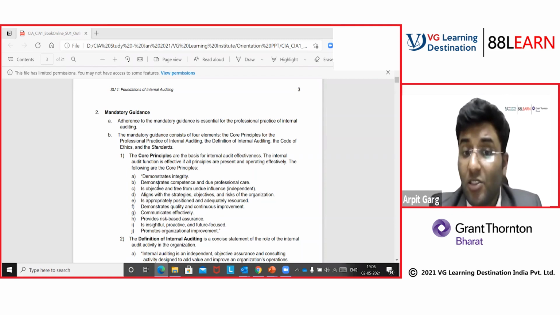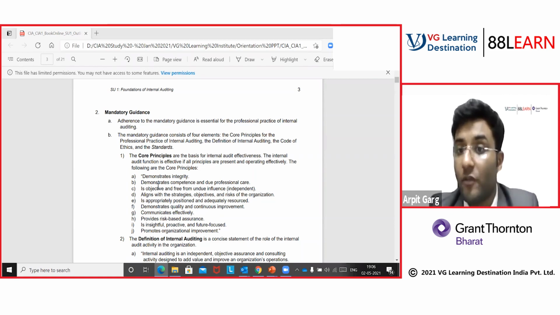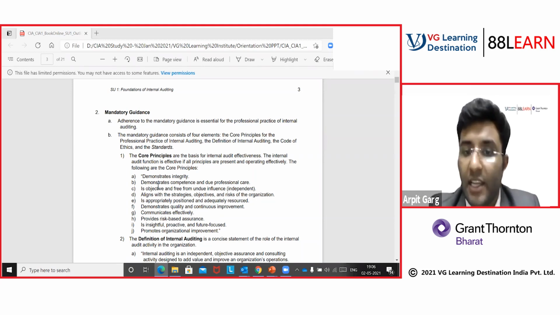Aligns with strategies, objectives, and risk of the organization. So what we are doing aligns with the strategies of the organization, the objective that the organization is trying to achieve, and the risk that the organization is perceiving to mitigate.